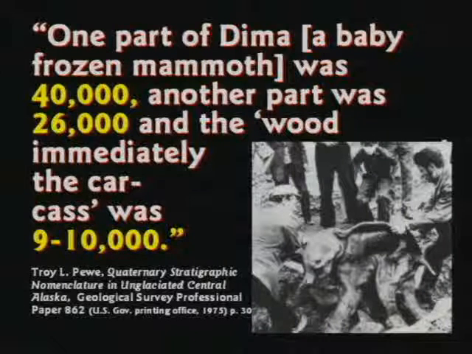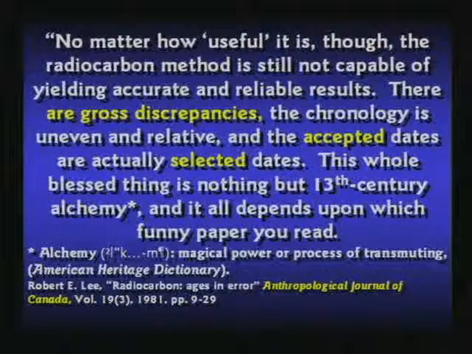U.S. Geological Survey paper, which I've got, people said that's not correct. I can talk about that if you'd like. Right? But they said baby mammoth was part of it, was 40,000, another part's 26,000. Same animal, getting two different dates. Anthropological Journal of Canada, 1981.